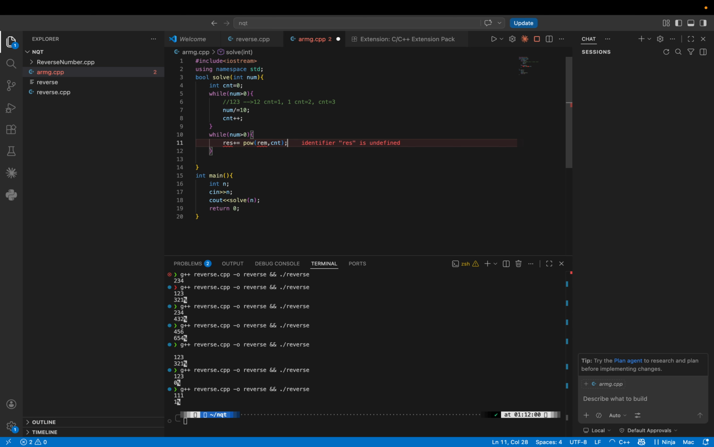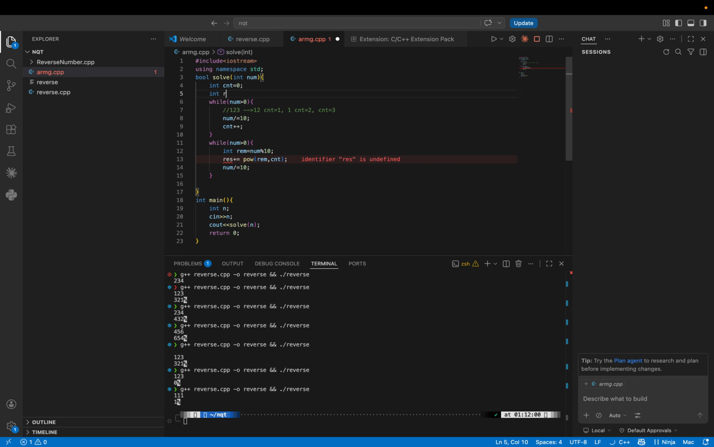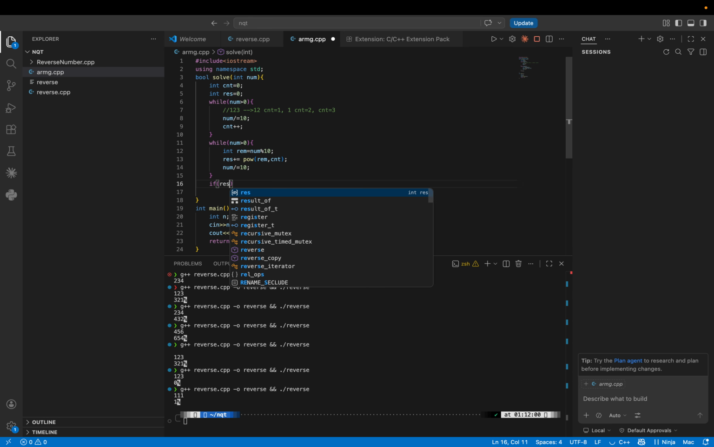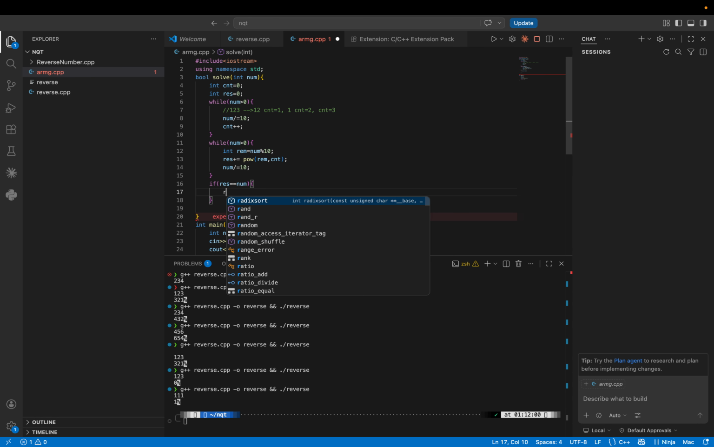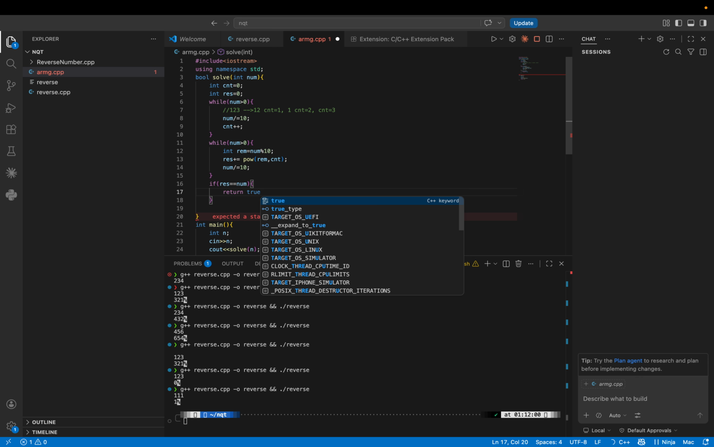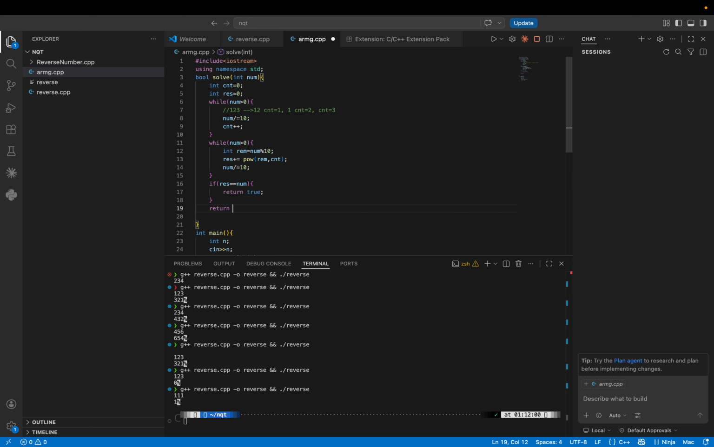Now what is remainder? int rem is equal to num modulo 10, and num is num divided by 10. Here I'll use int res is equal to 0. Okay, this is one thing. Now if res is double equals to the number itself, then we'll return true, and this will break the loop. Otherwise you're always going to return false.